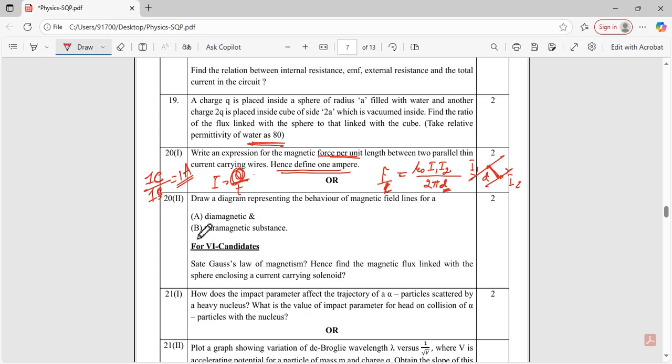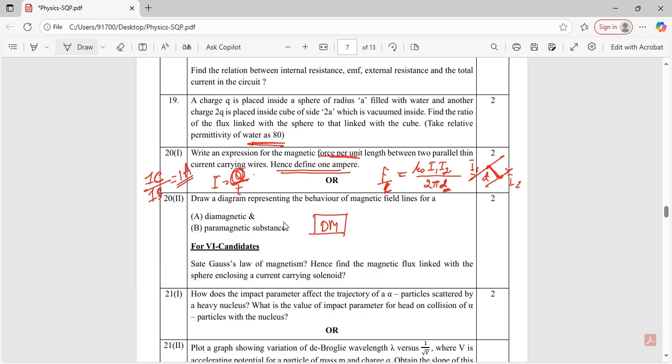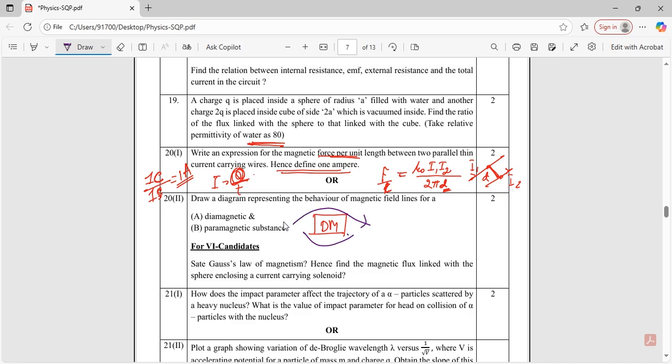Now we jump to question 20, part 2. Draw the diagram representing the behavior of magnetic field lines for diamagnetic and paramagnetic substances. That's a direct question. In the case of a diamagnetic substance, the magnetic field lines do not pierce through the substance. They almost try to avoid the diamagnetic substance.